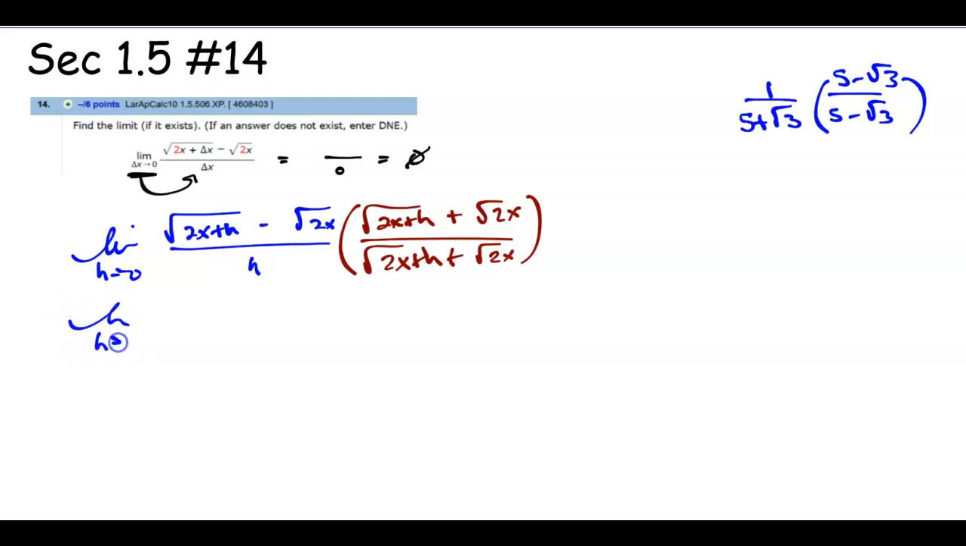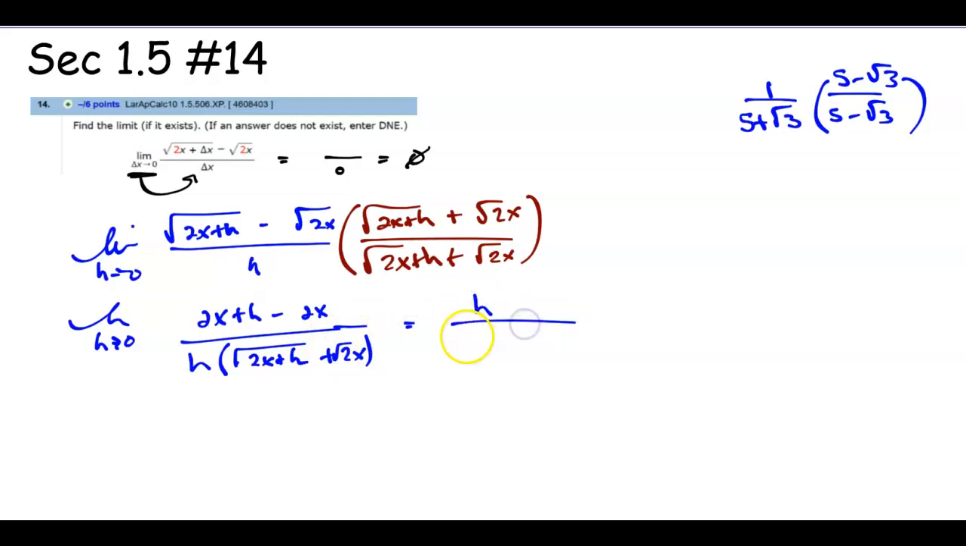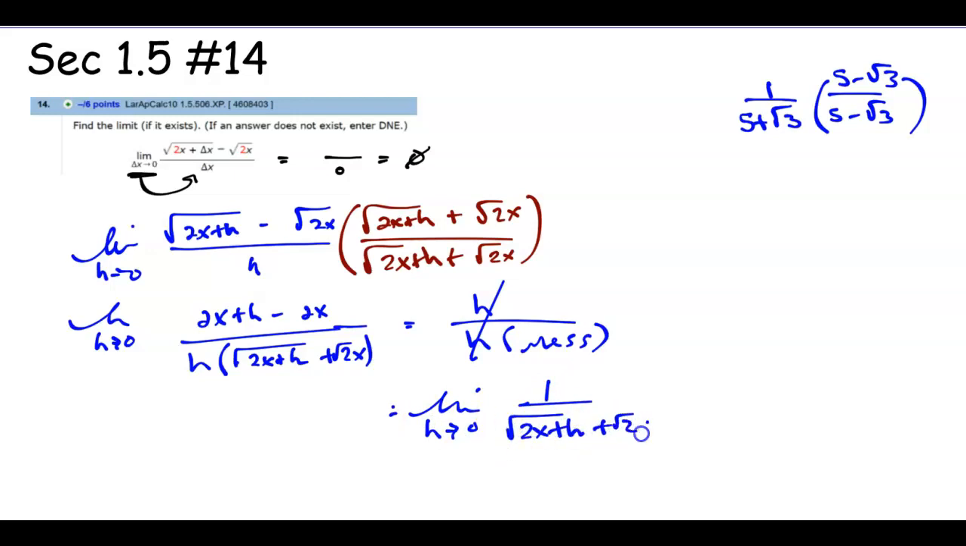I'll get the limit as h approaches 0 of 2x plus h minus 2x all over h times a big mess. And I'll just hang on to this mess. But in the numerator, I notice I'm just left with h over h times that mess. So those cancel, and then I'm evaluating the limit as h goes to 0 of 1 divided by that mess, which is the square root of 2x plus h plus the square root of 2x.